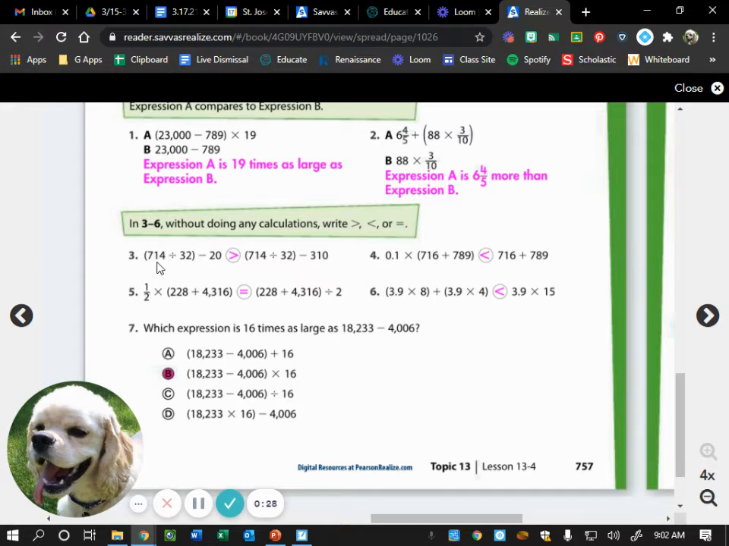So 714 divided by 32 is the same in each, but on the left, we are subtracting 20. On the right, we are subtracting 310. So the first expression is greater than the second expression. Then for number 4, they both have 716 plus 789, but on the left, we're multiplying by 1/10.